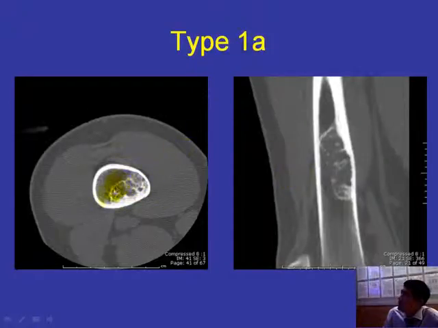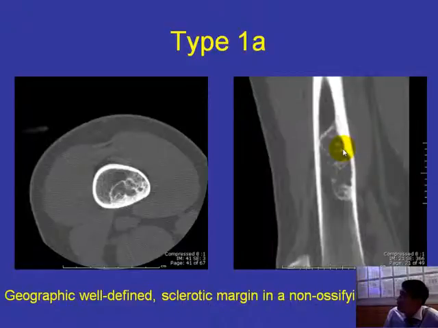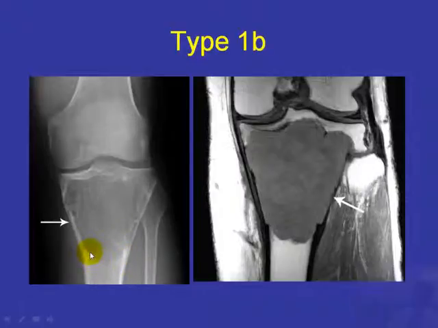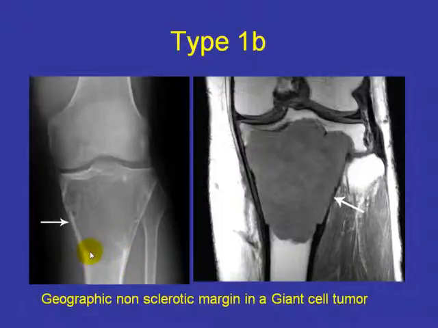We have a geographic lesion with a sclerotic border, and it has a well-defined sclerotic border here. This is in a non-ossifying fibroma. This is a type 1B where you have a well-defined lesion, but there's a non-sclerotic border, and this is an example of a giant cell tumor of bone.